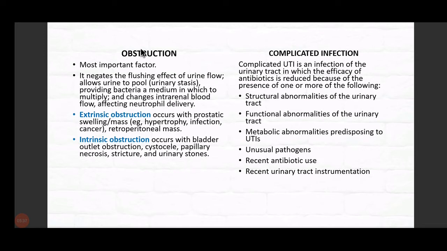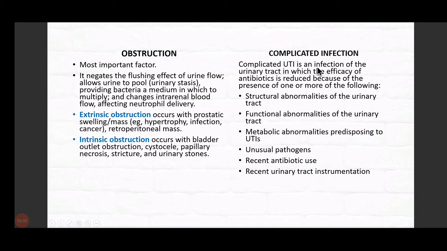Now, this obstruction can be external or intrinsic. External can be a prostatic enlargement, or any of the retroperitoneal masses which will engulf the ureter and cause obstruction. Intrinsic are within the system. That means most of the time it is a stone which is obstructing the system. Less common causes could be strictures or papillary necrosis, so the debris is there, which is blocking the urinary outflow.